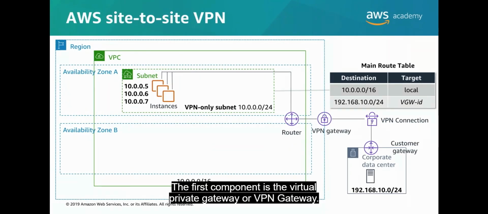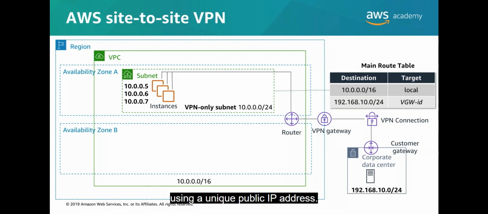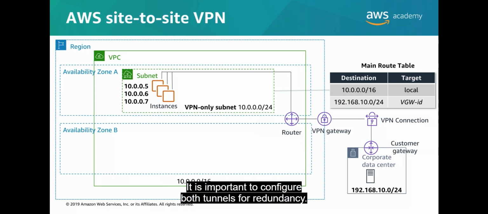The first component is the Virtual Private Gateway, or VPN gateway. This is the VPN concentrator on the Amazon side of the connection. You create a virtual private gateway and attach it to the VPC where you want to create the VPN connection. Internally, each virtual private gateway has two tunnels, with each tunnel using a unique public IP address. It is important to configure both tunnels for redundancy. When one tunnel becomes unavailable, such as when it is down for maintenance, network traffic is automatically routed to the other available tunnel of the VPN connection.